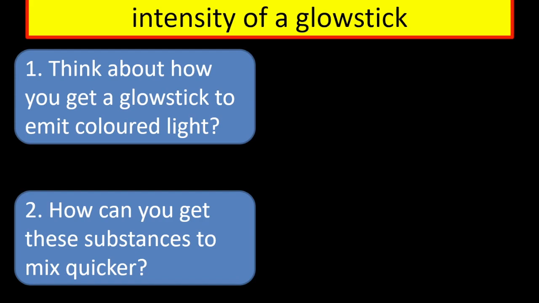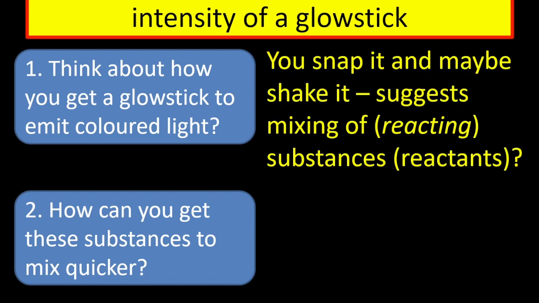First of all, we'll need to think about how we actually get the glow stick to emit light in the first place. You've probably done this yourselves. You're probably aware that you have to snap the glow stick and then maybe shake it, maybe snap it a bit more. So that must suggest that there are substances that are kept apart until the snapping allows them to mix or react. If we think of those substances as reactants that need to mix or react together to produce light, how can we make that happen quicker or slower? i.e., how can we affect the rate of the reaction?